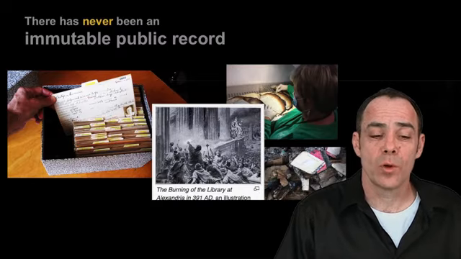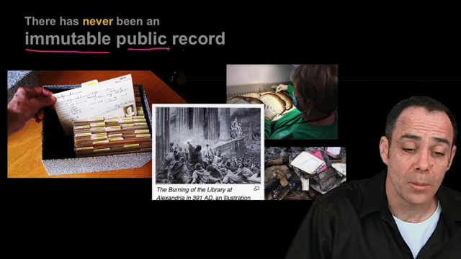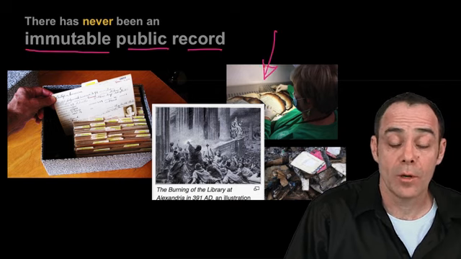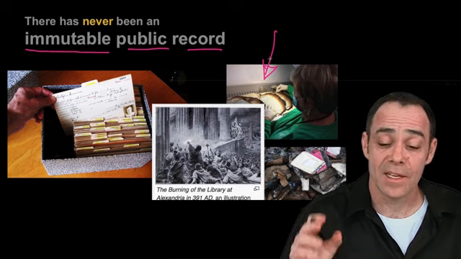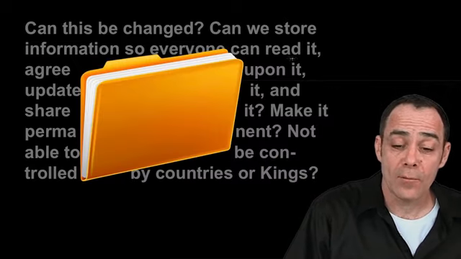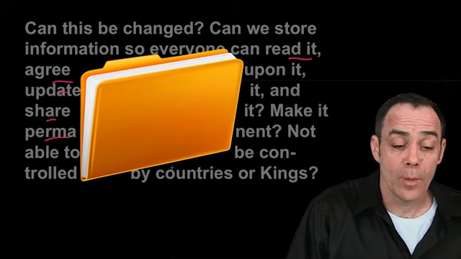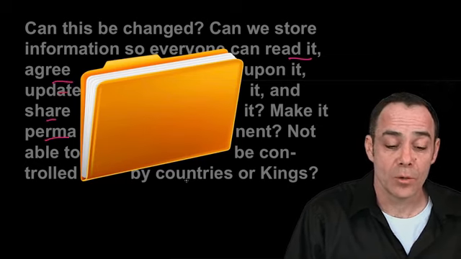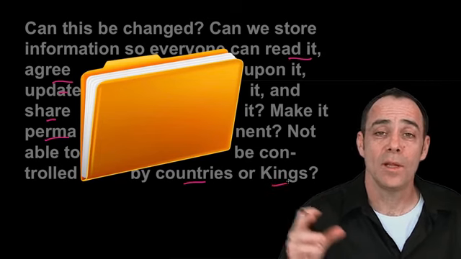So we come to this problem. Never in history has there ever been an immutable public record. Clearly, things burn, but more likely things get destroyed, things get changed, and things get left out of history. So can this be changed? Can we store information so everyone can read it, agree upon it, update it, share it, make it permanent, and not let the data be controlled by countries or kings or anybody else who's looking to mess with data?